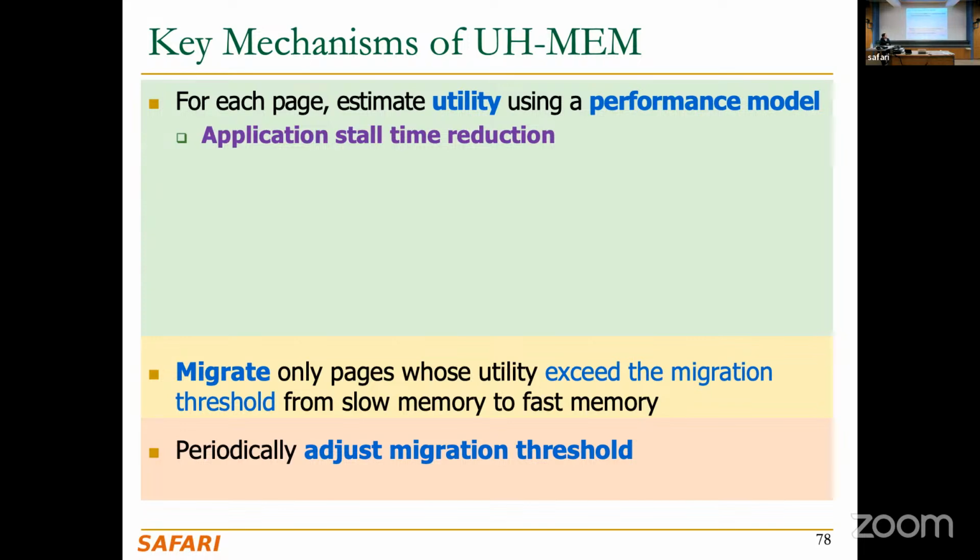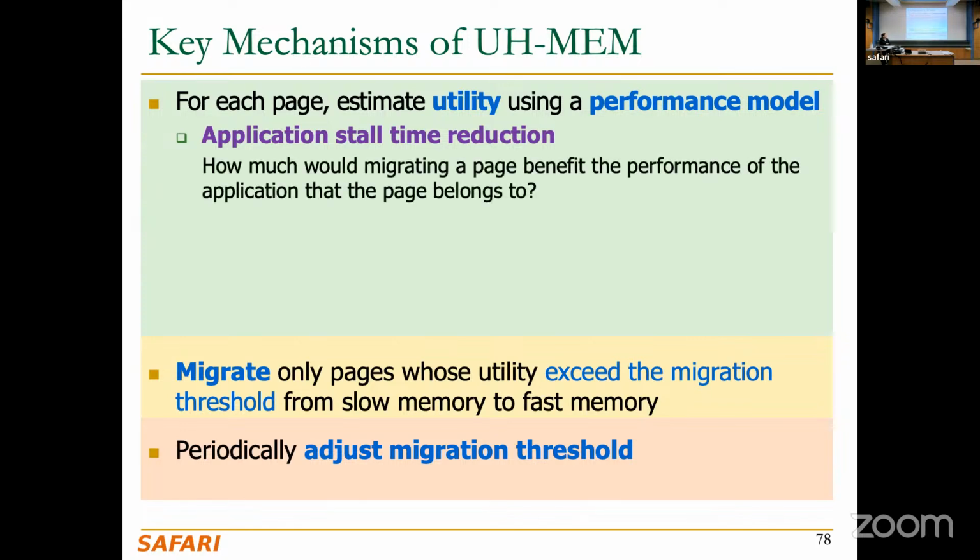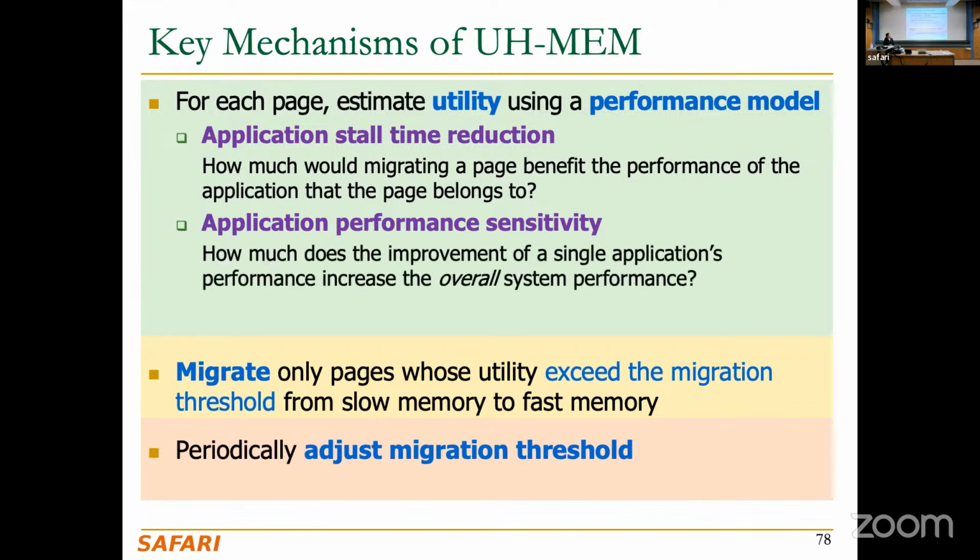For example, we need to consider the application stall time reduction, which is how much migrating a page would benefit the performance of the application that the page belongs to. Another thing we need to consider is application performance sensitivity, which is how much the improvement of a single application's performance increases the overall entire system performance. So these are the mechanisms used when we decide whether to migrate a page or not.